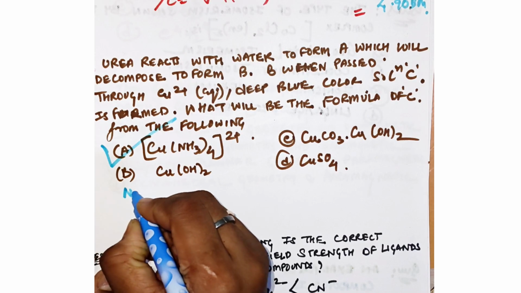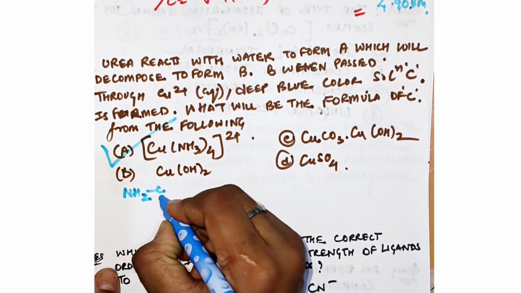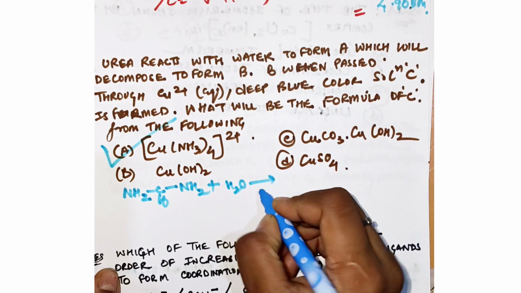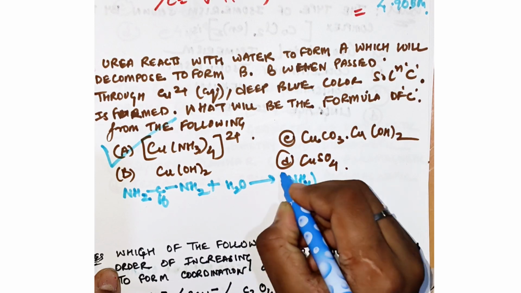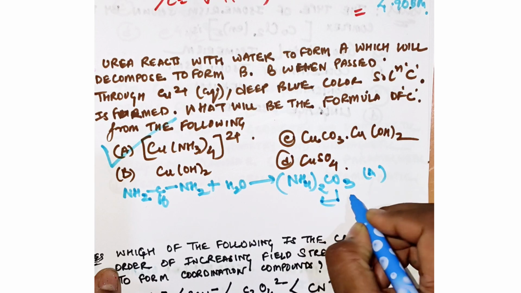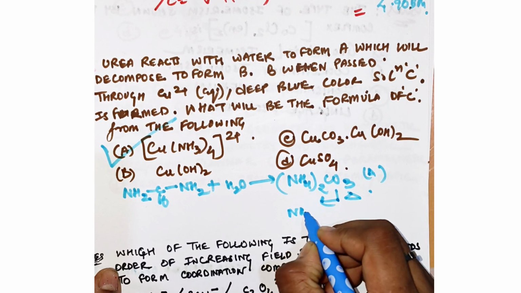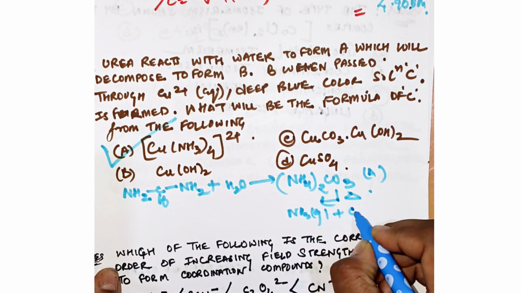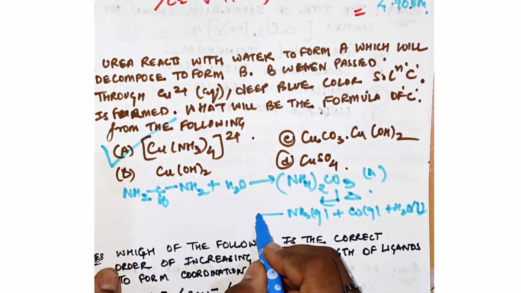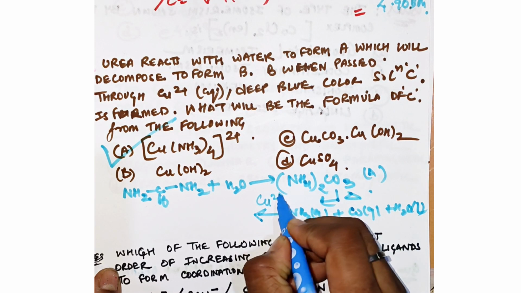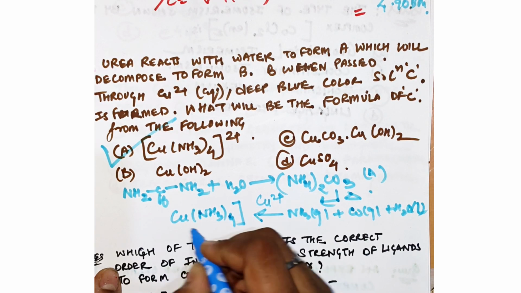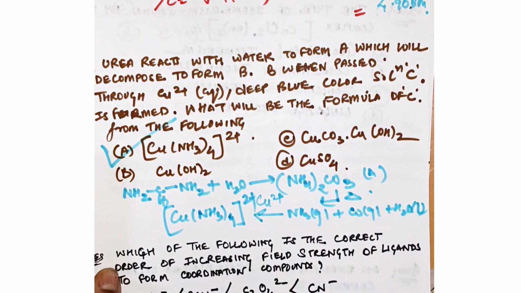Okay, so if you want to know what happened, see, this is your urea. Then if you react it with water, it forms your (NH4)2CO3. This is your A. When it is heated, it gives NH3 gas plus carbon monoxide gas plus H2O. Now this NH3 gas, when passed through copper solution, forms the Cu ammonia complex. Okay, so this is your answer.